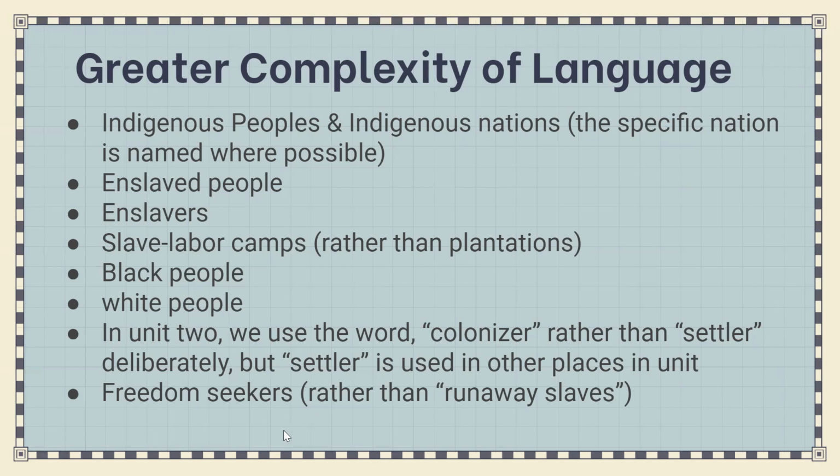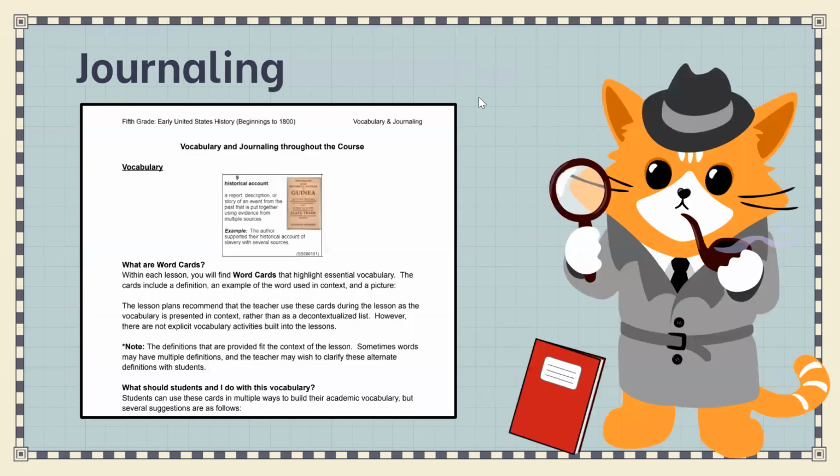Last but not least, and this comes up a little bit later in the course, I believe in Unit 3, students will see it, rather than the term runaway slaves, we have shifted to the term freedom seekers. So again, you'll notice a greater complexity of language in this course, and please take the time to read those teacher notes about why each of these was made and how you can have this conversation with students.